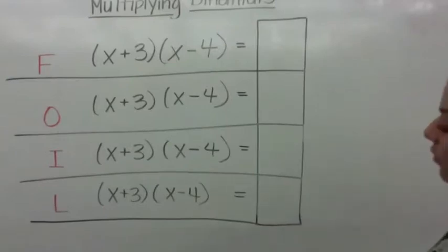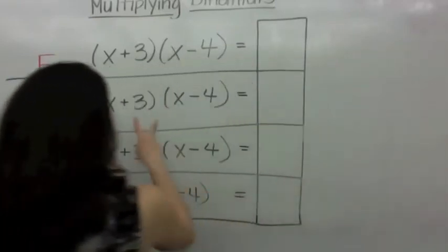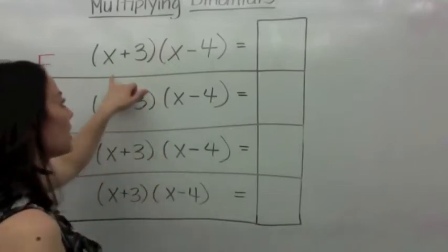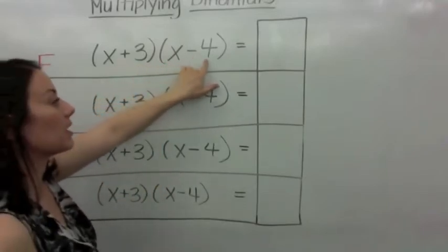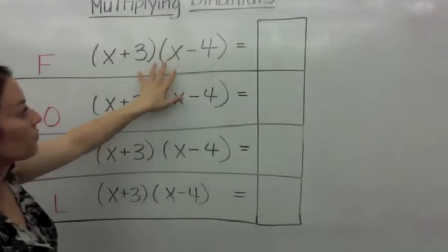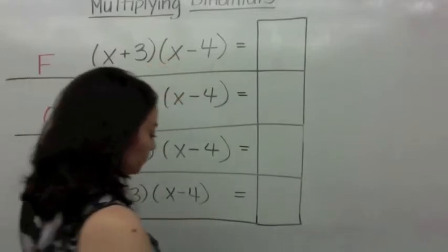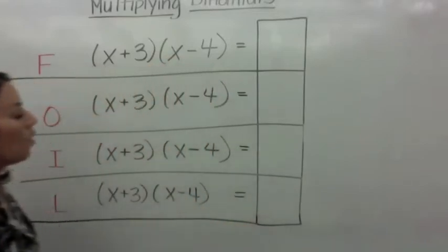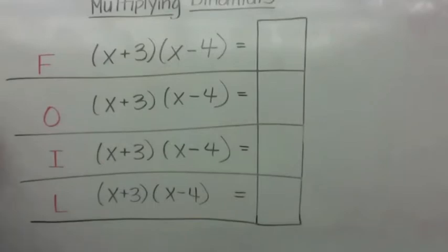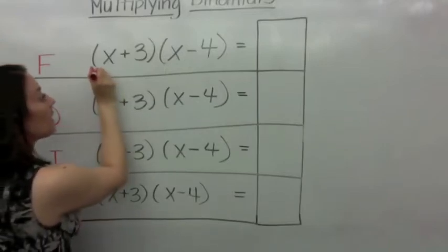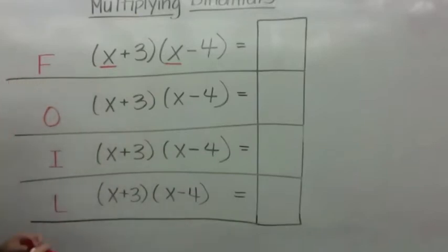Okay, so now what I want you to do is write down these two binomials being multiplied by each other. This is going to be x plus 3 and x minus 4. Okay. So what you're going to do here is follow the FOIL method. The FOIL method starts with F. So first, in order to multiply or distribute, you need to multiply the first terms. So we're going to underline the x and the x. Those are the first terms of each binomial.